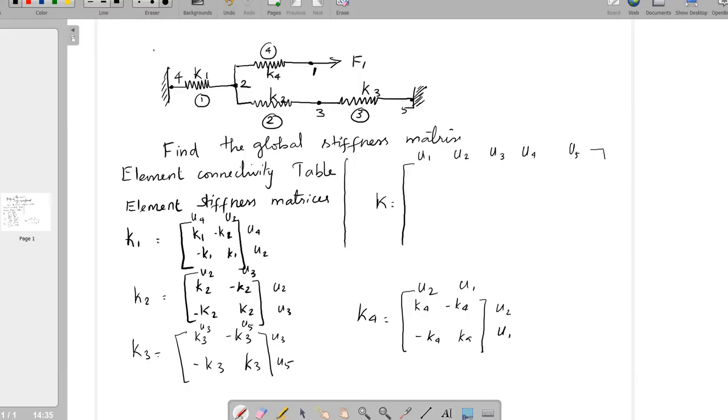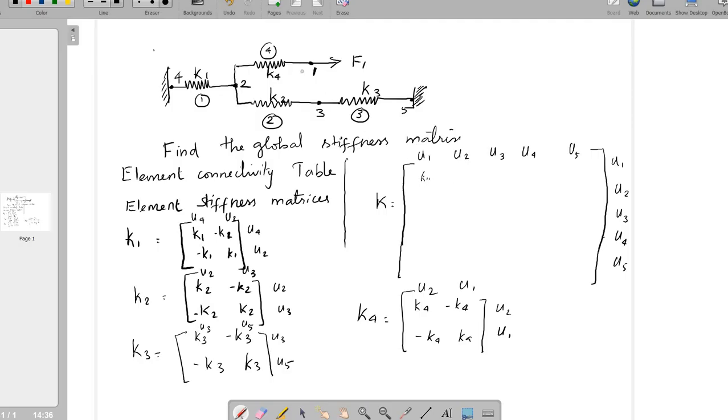If you close the matrix vertically, it should indicate U1, U2, U3, U4 and U5. So totally the matrix will be up to U5, so it is a 5 by 5 matrix. For this value, that is the U1 value, this is indicated as K11. K11 means the displacement produced at node 1 due to the force at node 1.